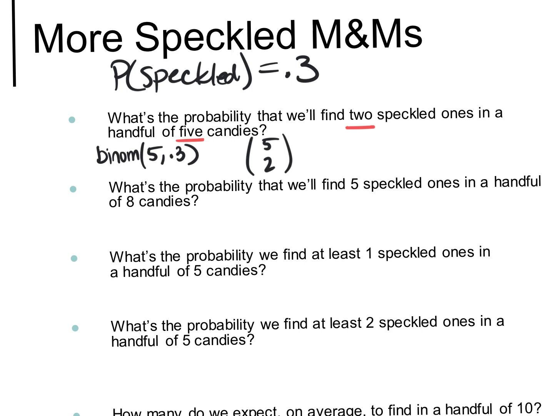But there's 2 successes, because what's the probability we find 2 speckled ones out of 5? That's going to tell us how many ways we can get 2 out of 5, times the probability of a speckled one. The exponent is how many speckled ones we're going to find: 2. Then the probability of it not being speckled, and how many not speckled will there be? 3.